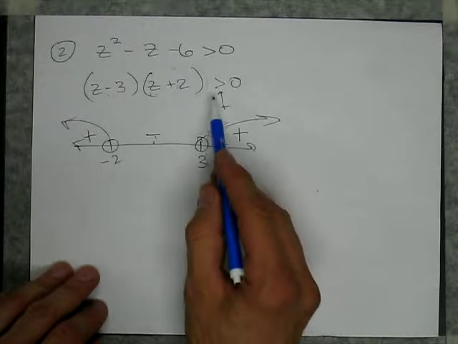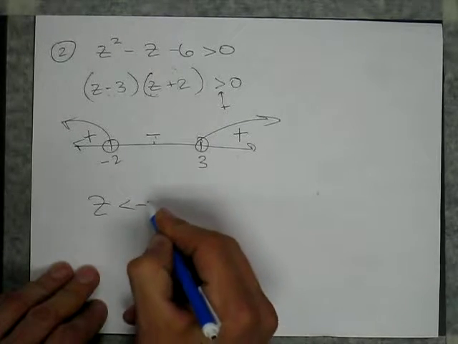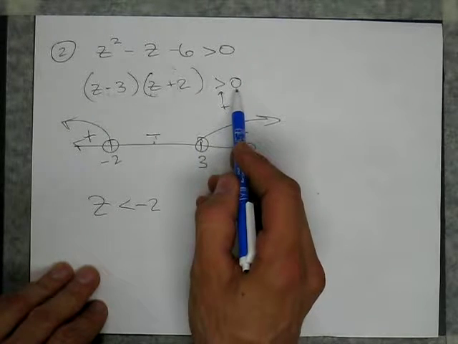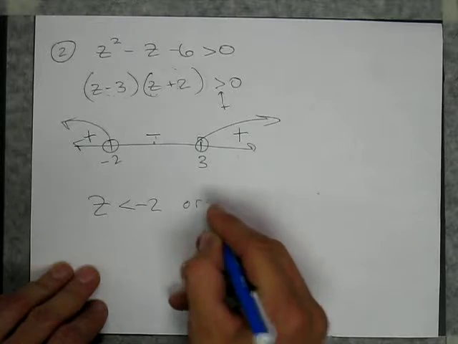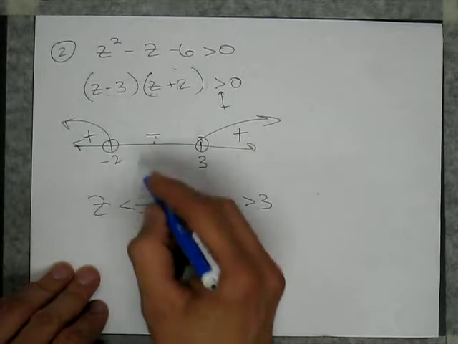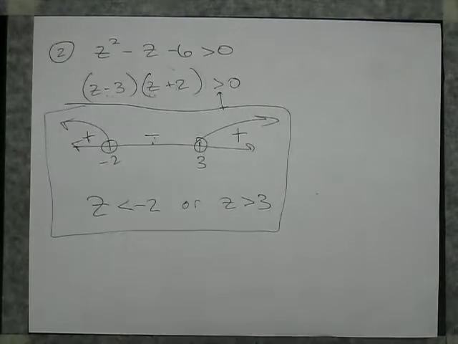And now we know we only wanted the positive values, so our answer is going to be z is less than negative 2, not equal to, because if it was negative 2, it would equal 0, or z is greater than a positive 3. So there's your graph. There's your answer. Okay, let's do another one. I'll give you a second in case you haven't finished writing that down.